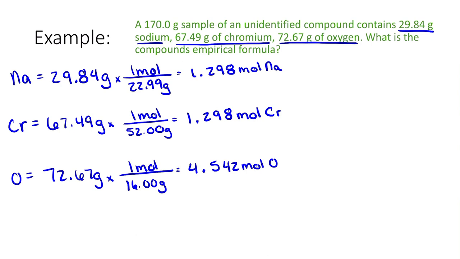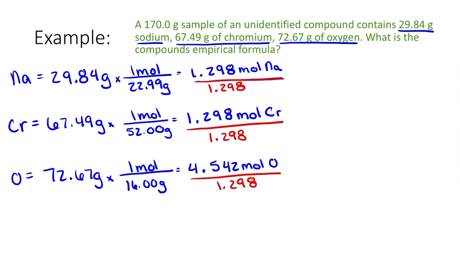So now I need to choose the smallest mole amount, which these are the same, so I'm just going to pick one, 1.298. And I'm going to divide these all by the smallest mole amount, 1.298, and then 1.298. All right, so then if I do this, I have 1 mole of sodium, I have 1 mole of chromium, and then I have 4.542 divided by 1.298, and that equals 3.5 moles of oxygen.